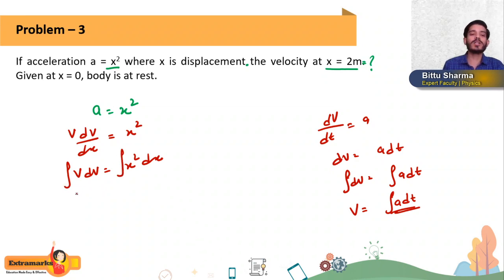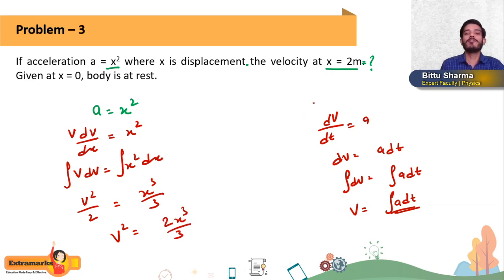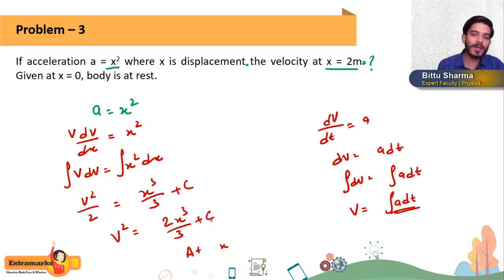If we integrate it, students, what do we get? We get v square by 2 is equal to x cube by 3. So from here v square is equal to 2x cube by 3. We have to calculate velocity at x is equal to 2 meter. One constant will also come here, so v square is equal to 2x cube by 3 plus c.